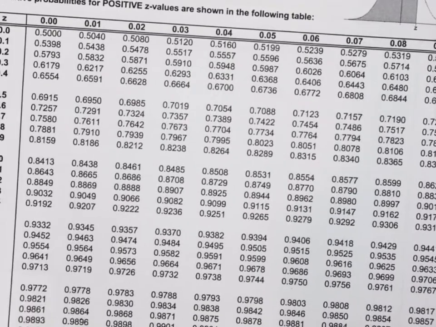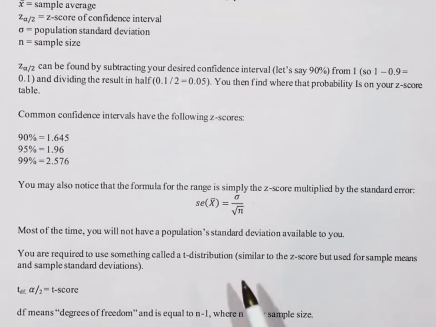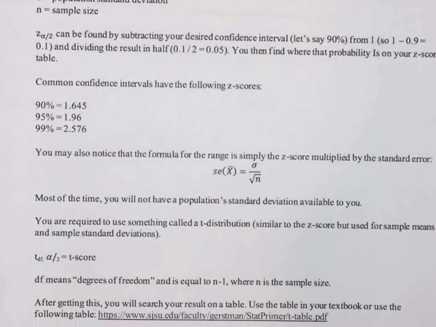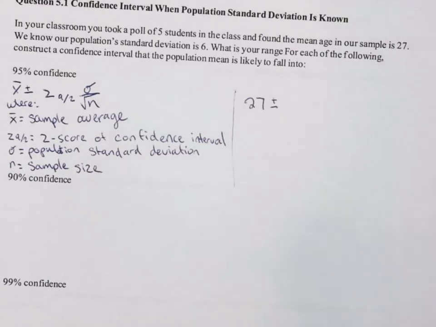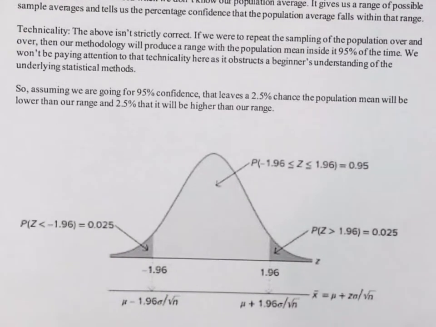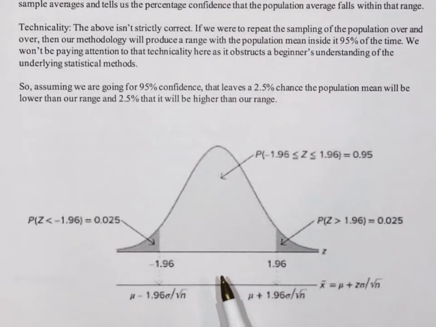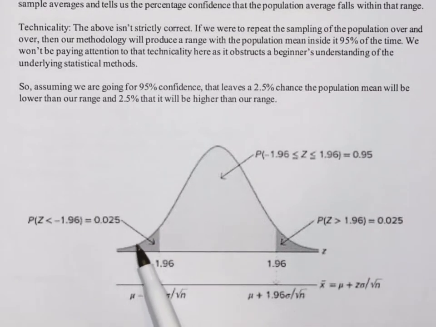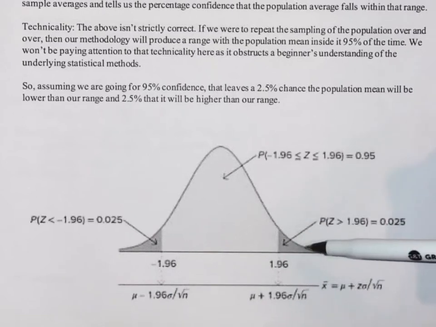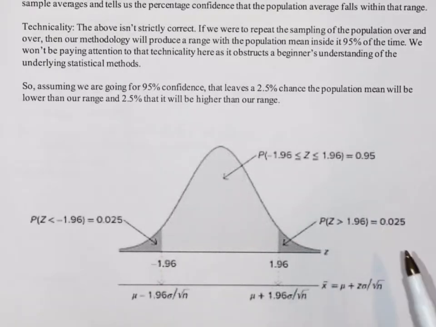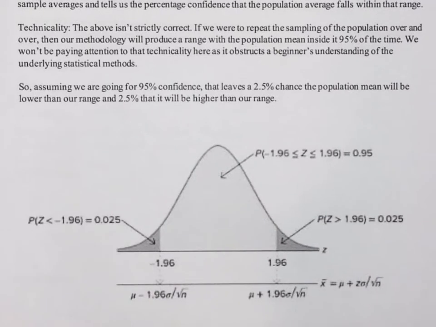So these are pretty standard. You can also find the confidence intervals on your formula sheet here. So we can use 1.96. To better explain it, if we assume that we have a 95% confidence, that would leave a 2.5% chance the population mean will be lower than our range, and a 2.5% chance that it will be higher than our range. So negative 1.96 and 1.96 would actually equal to a 95% confidence rate.